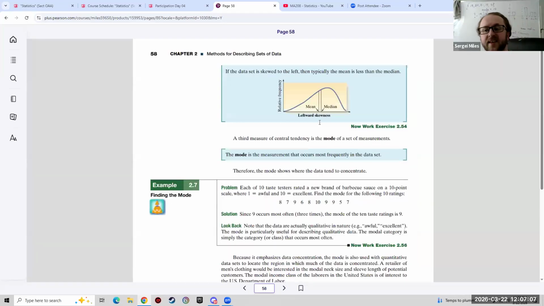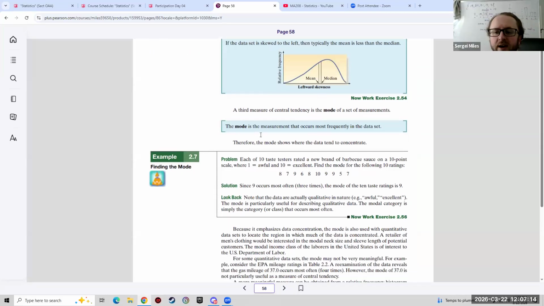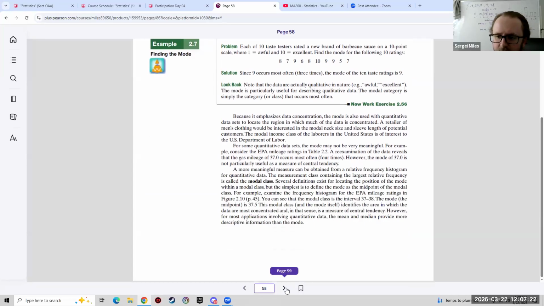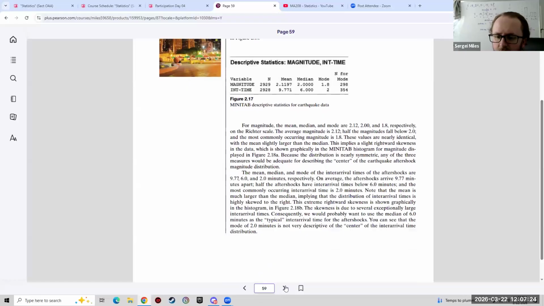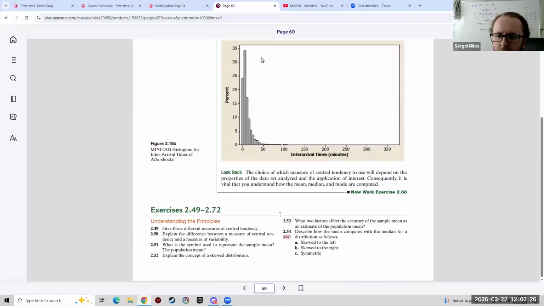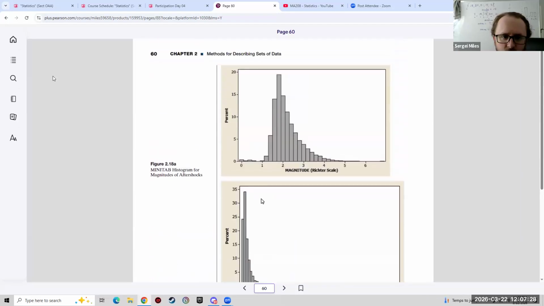Leftward skewness, that means the average is to the left of the median. It is less than the median. And the mode, this is whatever data point just has the highest frequency. And again, you could have more than one mode at the same time. All right. So this will wrap up section 2.3 for us.